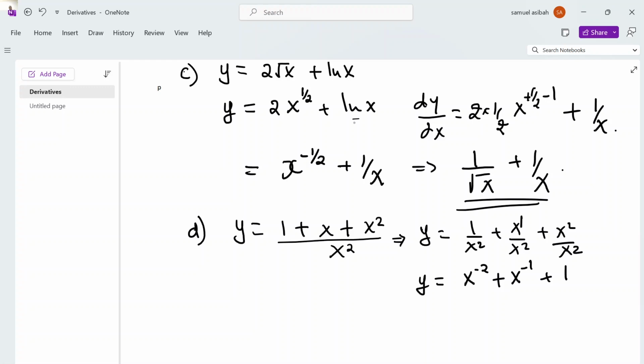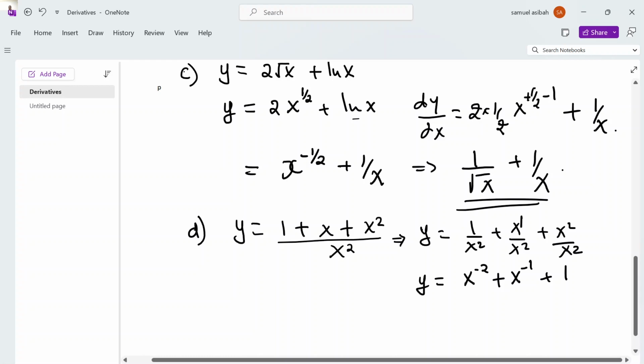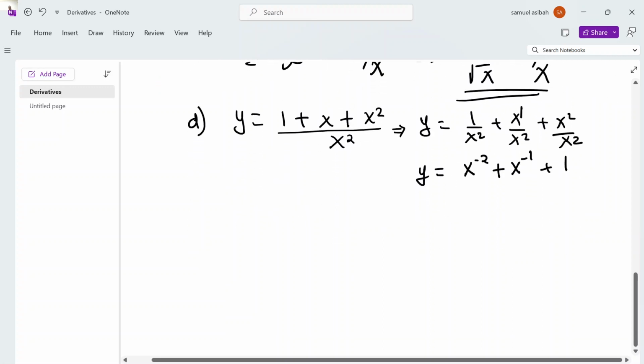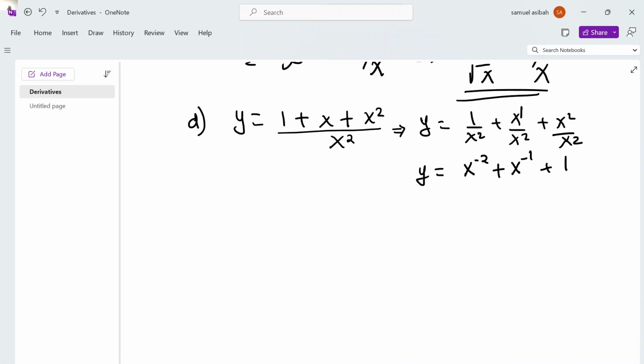So you see, by rewriting, it makes it easier for you to differentiate. These are just normal polynomials, but written differently. So the student must have the skill to first of all know how to rewrite these particular functions. So differentiating this function now becomes easy for us.